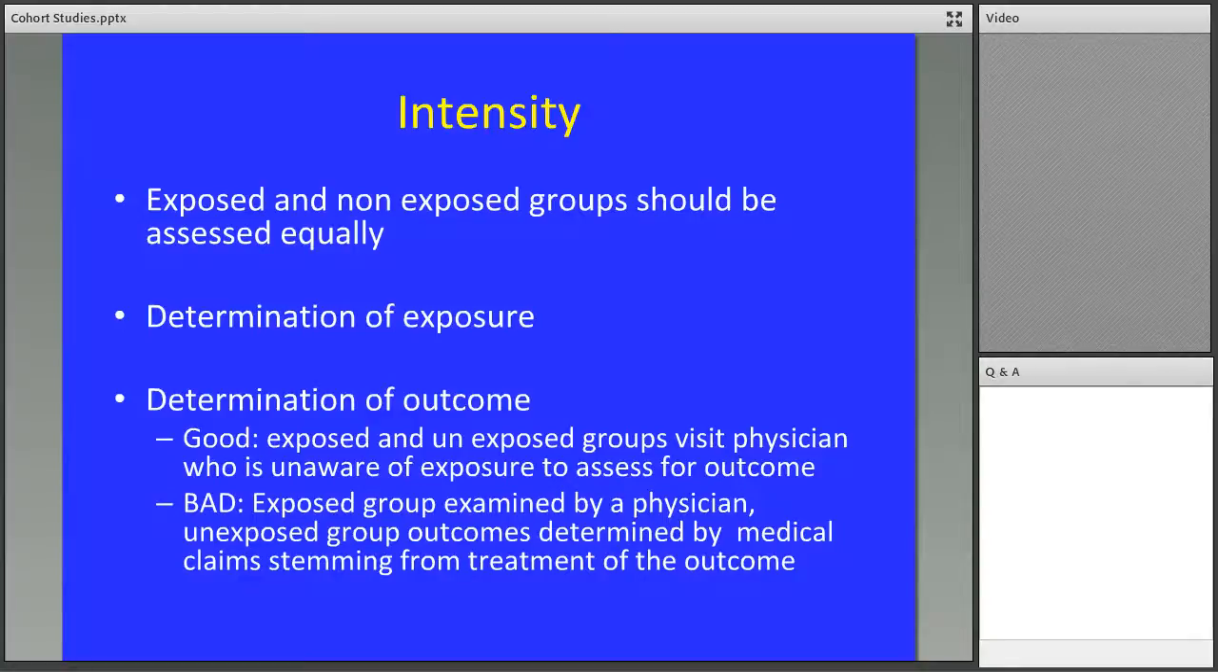And then determination of outcome. So a good outcome is exposed and unexposed groups visit the physician who's unaware of the exposure, and assesses for the outcome. So the physician's blinded, and they are looking at all people equally to see if they have the outcome. A bad outcome definition, for example, would be the exposed groups examined by a physician, but the unexposed group outcomes are determined from medical claims stemming from the treatment of the outcome.